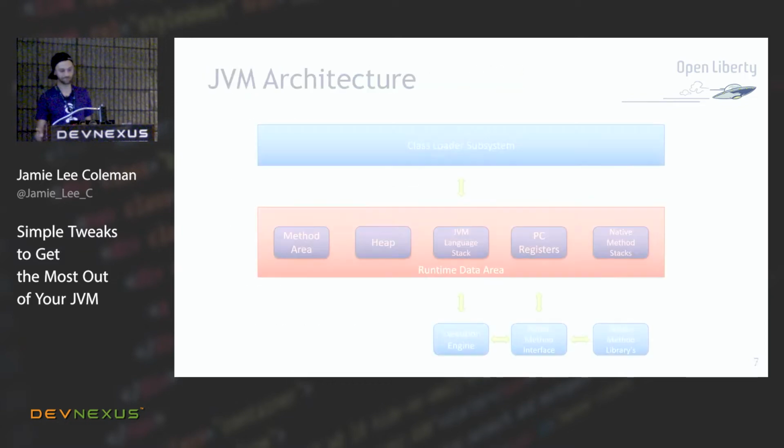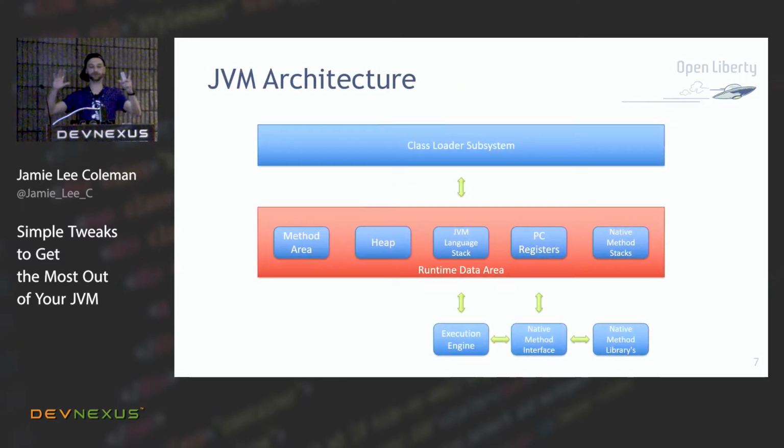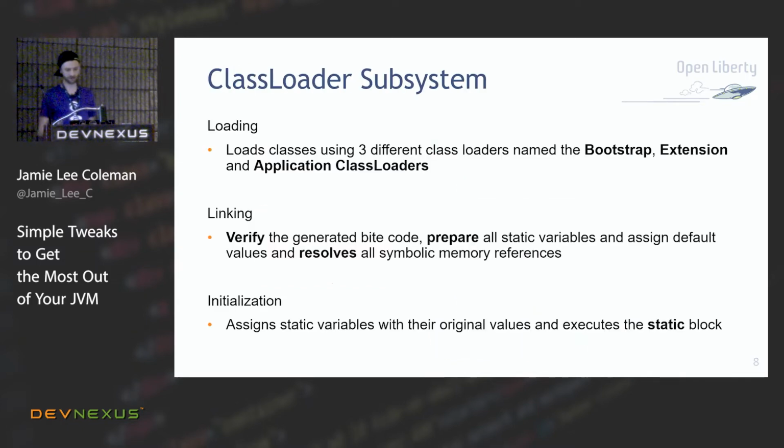and we know it works well. So the architecture of a JVM, you kind of have 3 levels. You have your class loader subsystem, you have your kind of runtime data area, and then at the bottom you have your kind of execution area. So the class loader subsystem is responsible for loading, linking, and initialization. The loading part essentially loads classes using 3 different class loaders: Bootstrap, Extension, and the application class loader. Linking basically verifies the generated bytecode, prepares all the static variables, and assigns values and resolves any symbolic memory references. And then the initialization part essentially assigns static variables with their original values and executes the static block.